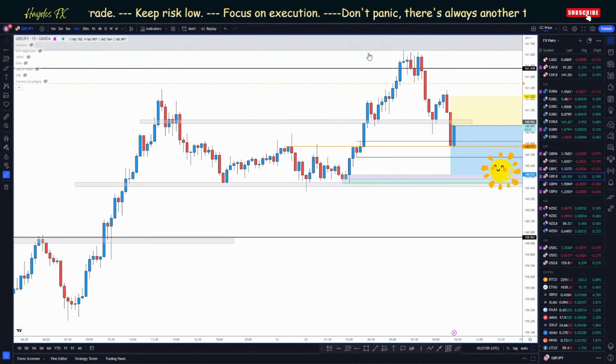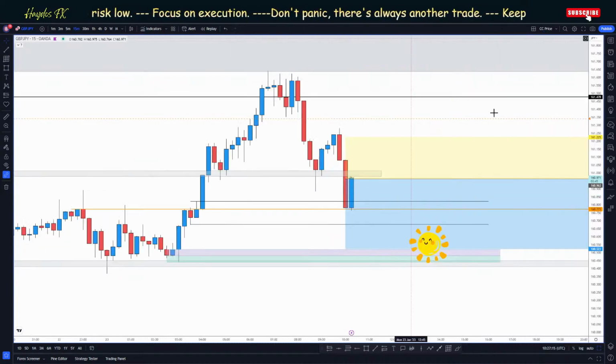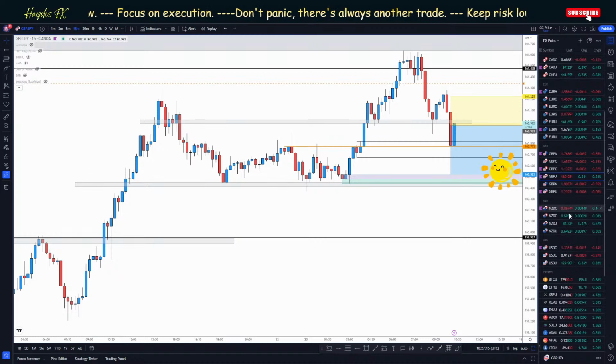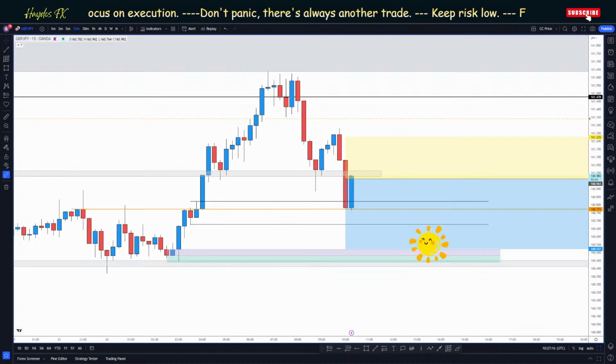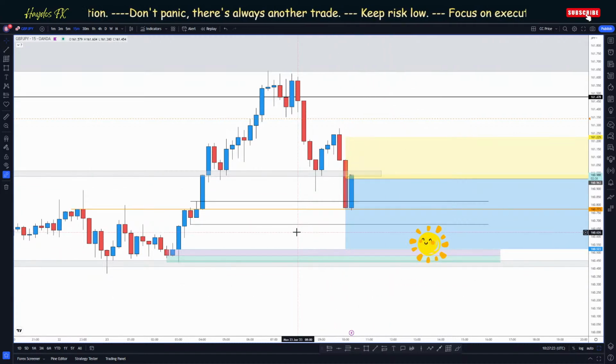Where am I? Pound, gold, German 40. Oh, this was meant to be Euro Aussie. Okay. No good.